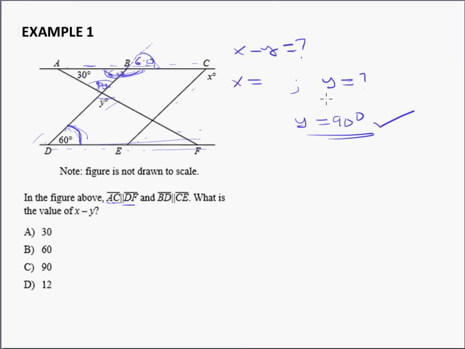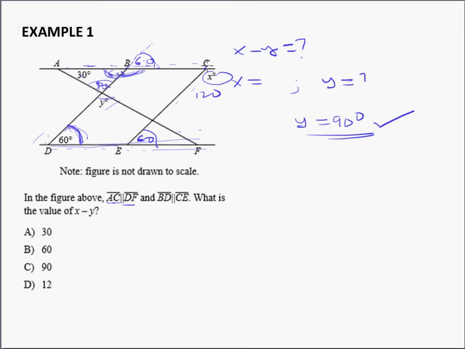Now, how do we find the value of x? We also know that if this line here is parallel to this line and this line here is parallel to this line, then this angle here and this angle also are the same. We call them corresponding angles. So this is also 60 degrees. If this is 60 degrees, then obviously this angle here is 120 degrees.